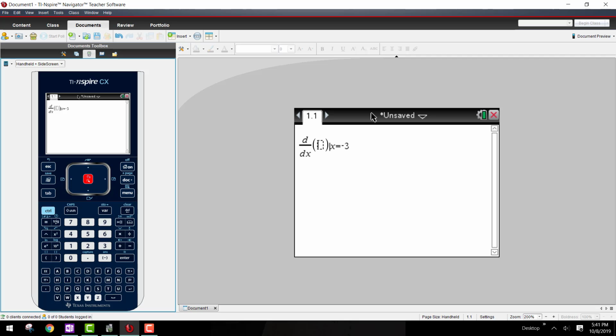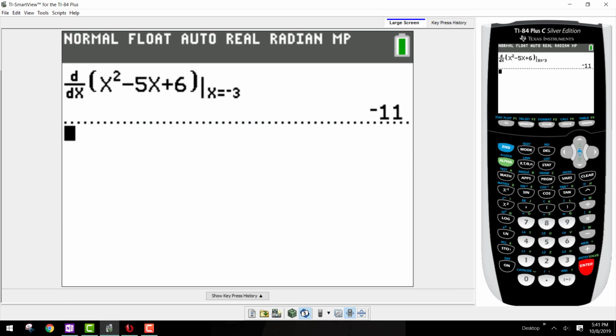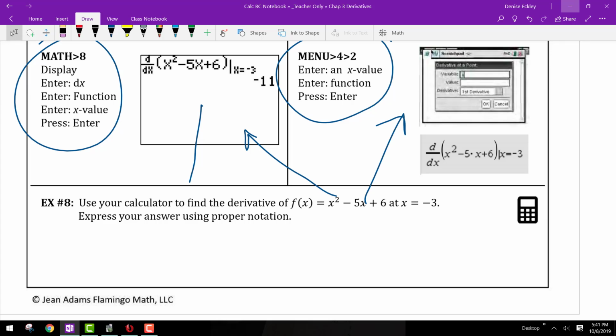And then you get the same template on the screen that we saw with the 84. So you enter your function in, x squared minus 5x plus 6. And it already has the 3 in there for you. You can just hit enter and you get the same answer. Now we can verify that because we already know what the derivative is going to be.